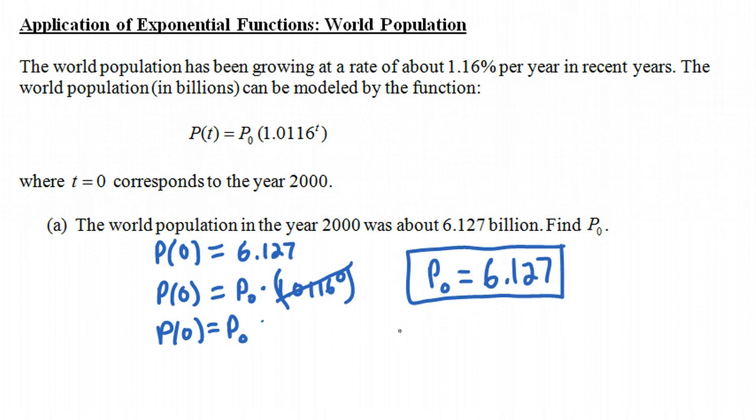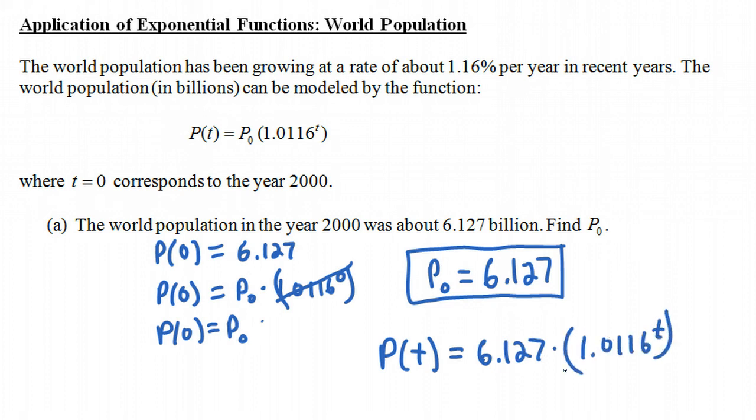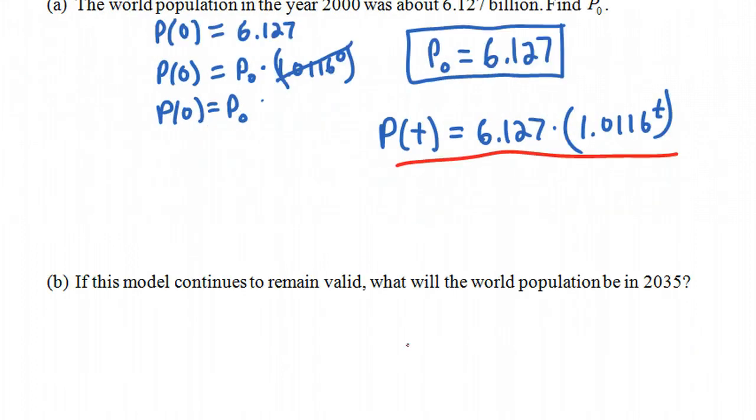Well, notice now that we have the p sub 0, we can rewrite our function as p of t is equal to 6.127 times 1.0116 to the tth power. So I've just rewritten this function from up here, down here, only now I've put in what p sub 0 is. So this is a model for population growth. For different values of t, we can approximate the population at different years. We can plug in 0 if we want to find the population in the year 2000. We can plug in 20 if we want to find the population in the year 2020. So that's exactly what we're going to do in part B here.